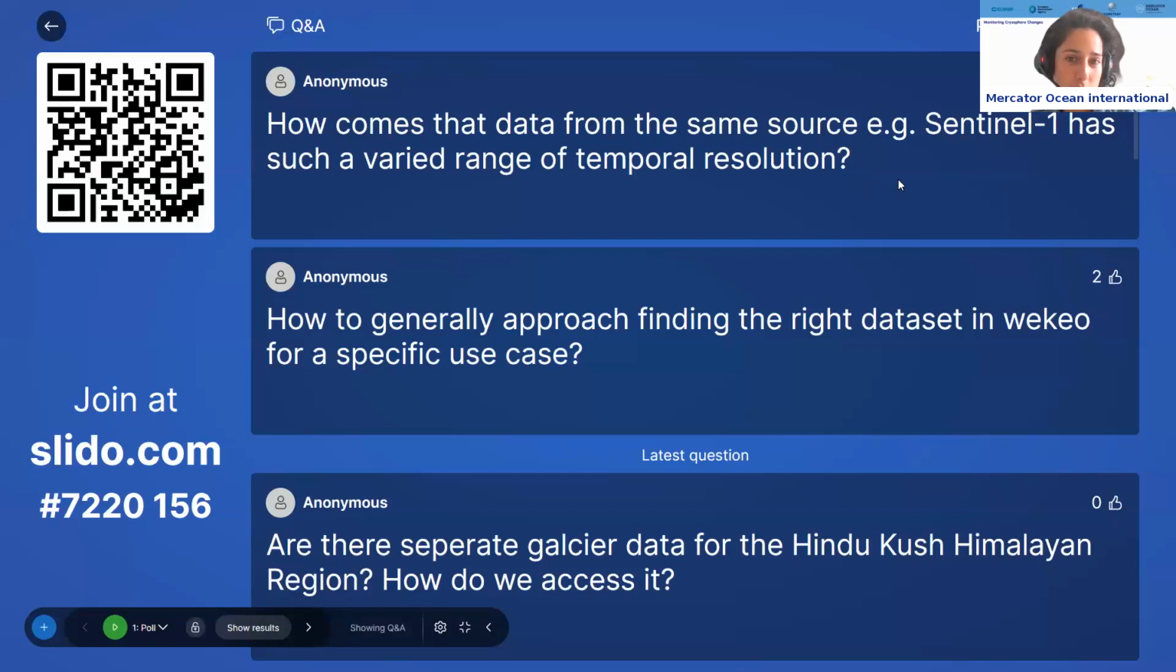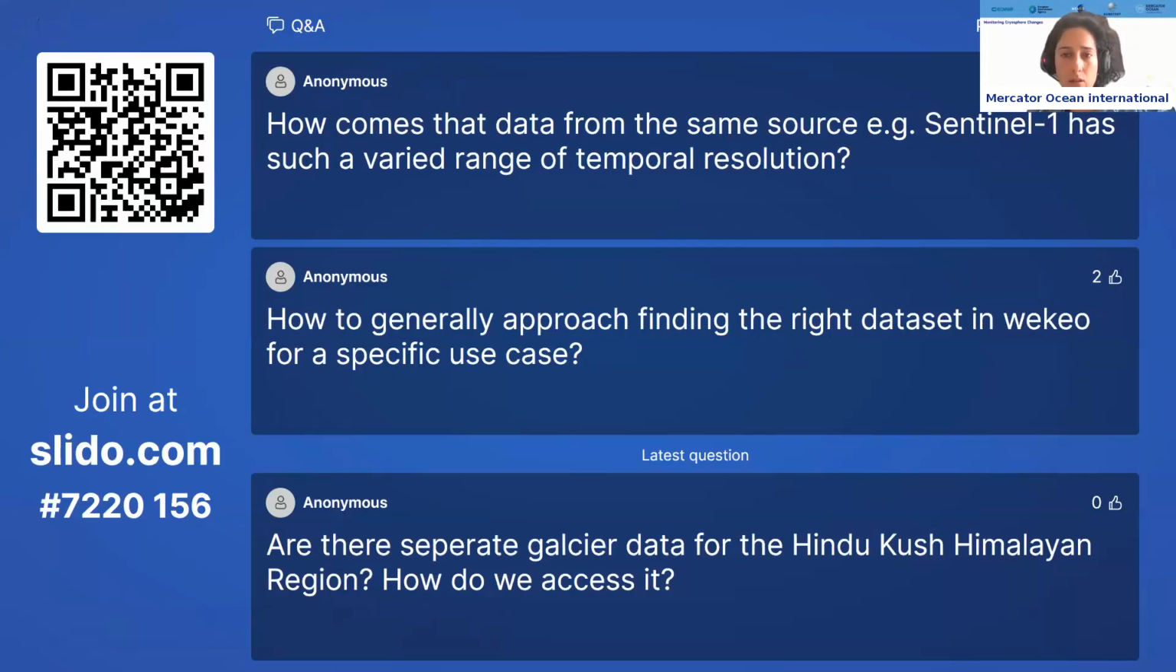The first question for you, how comes that the data from the same source, for example, Sentinel-1, has such a varied range of temporal resolution?